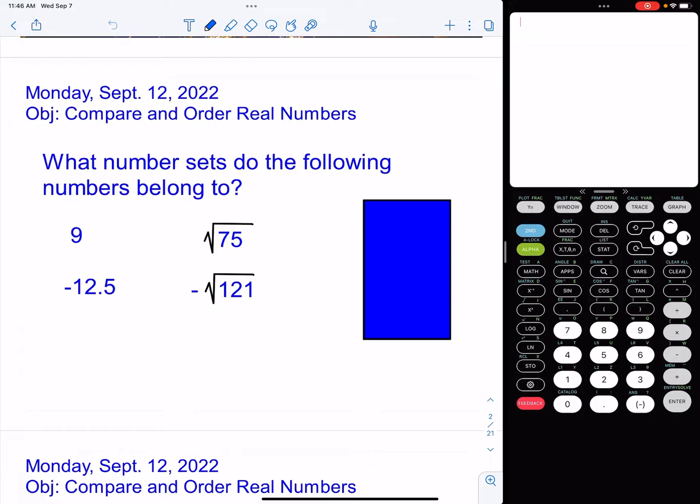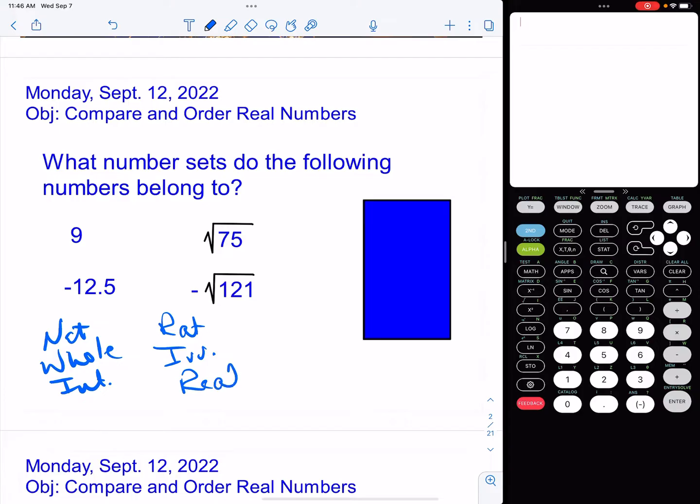This one says, what number sets do the following numbers belong to? Okay, so in this particular one, we know we've got a few sets of numbers that we're dealing with. We've got the natural numbers, the whole numbers, integers, rational numbers, irrational numbers, and then, of course, last but not least, real.